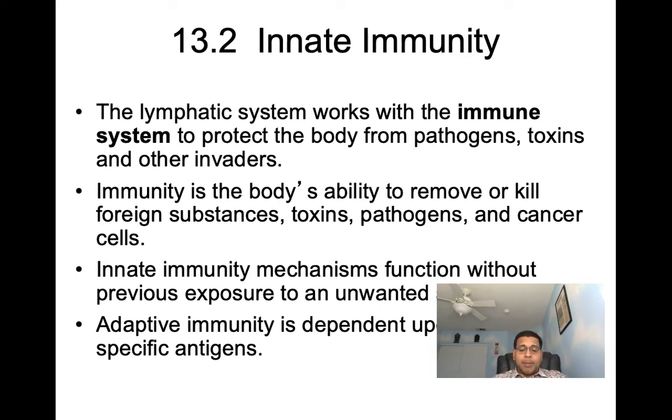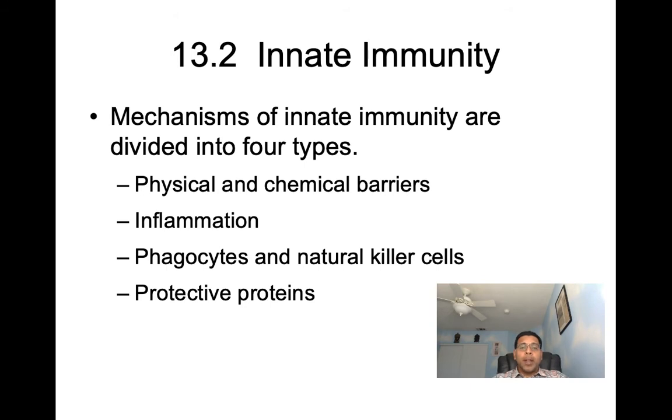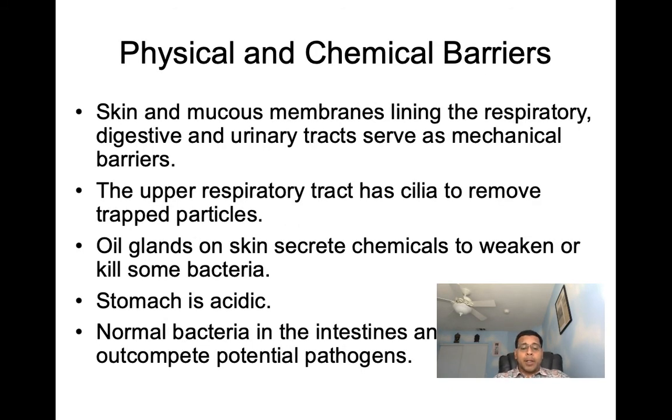Mechanisms of innate immunity are divided, we'll see, into four groups. Number one, physical and chemical barriers. Number two, inflammation. Number three, phagocytes and natural killer cells. And number four, protective proteins. So let's go through and check these out in greater detail.